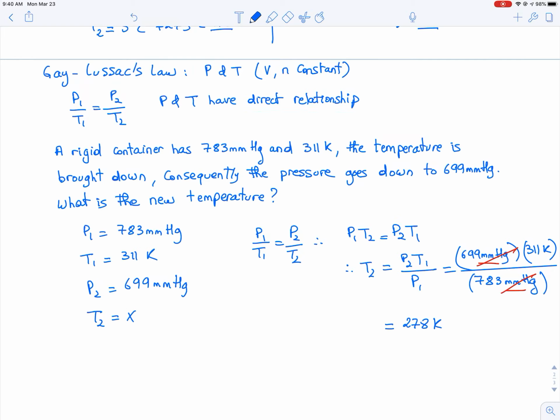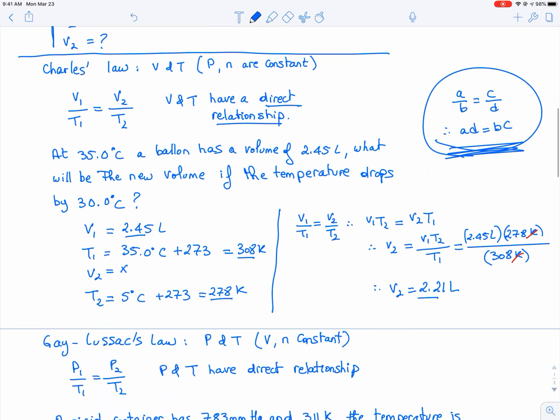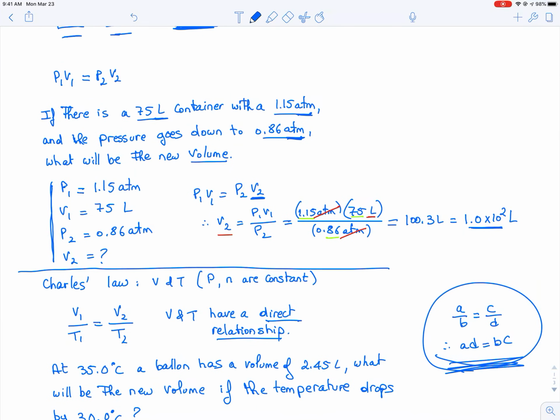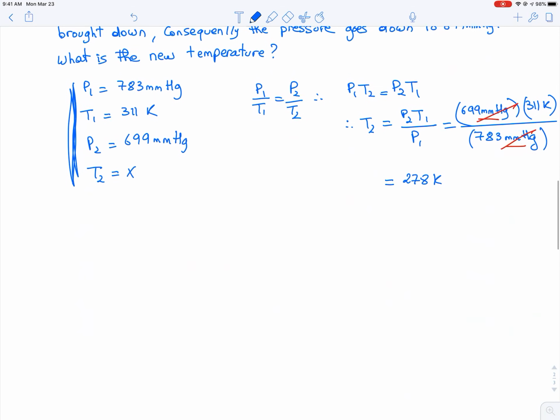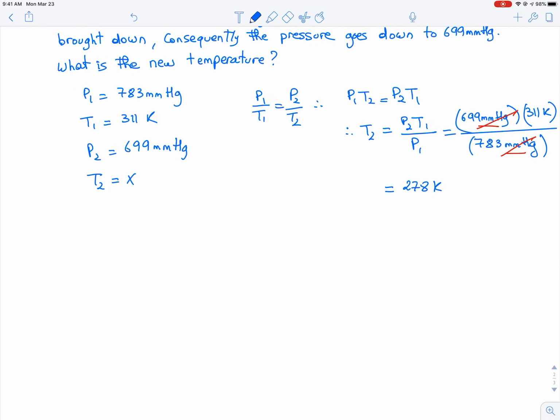All right, so a famous question students ask me, how do I know which law to use? Well, look at what's given. When you set up your variables and you write them down, you'll figure out right away what law to use. If you're given a pressure and temperature before and after, that's going to be Gay-Lussac's law. If you're given a volume and temperature before and after, well, that's Charles' law. If you're given pressure and volume, it's Boyle's law. So it really depends on the data you guys are given.